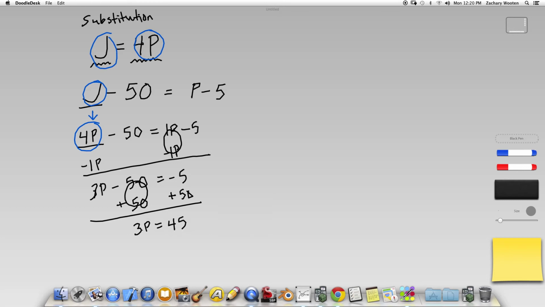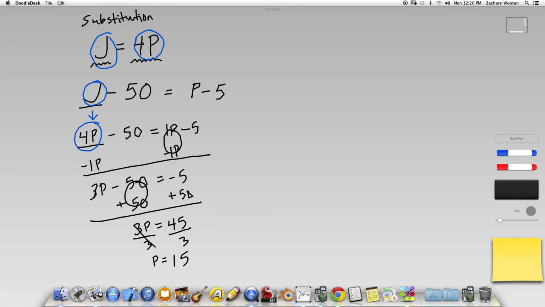And now one more step to solve for P. 3 times P is equal to 45, so if I divide both sides by 3, that should tell me what P is equal to. And if you do 45 divided by 3, you may be able to do that in your head. Again, if not, plug it in a calculator. 45 divided by 3 would give you 15. Okay? So that's how many cards Philip had when we started.